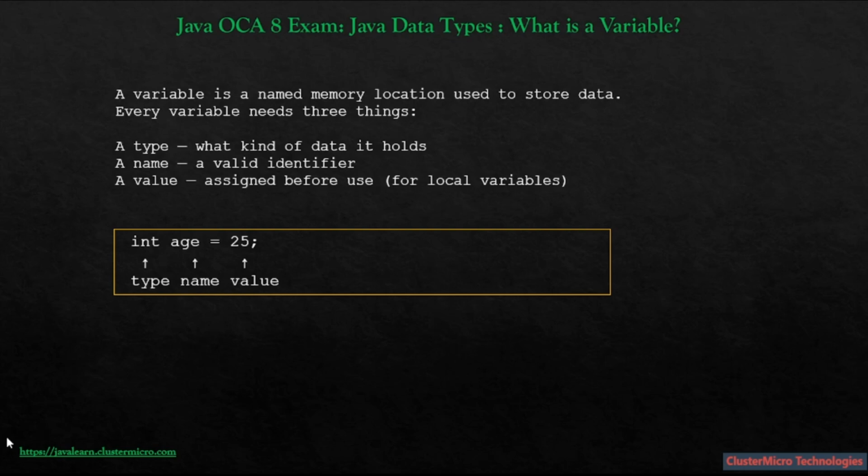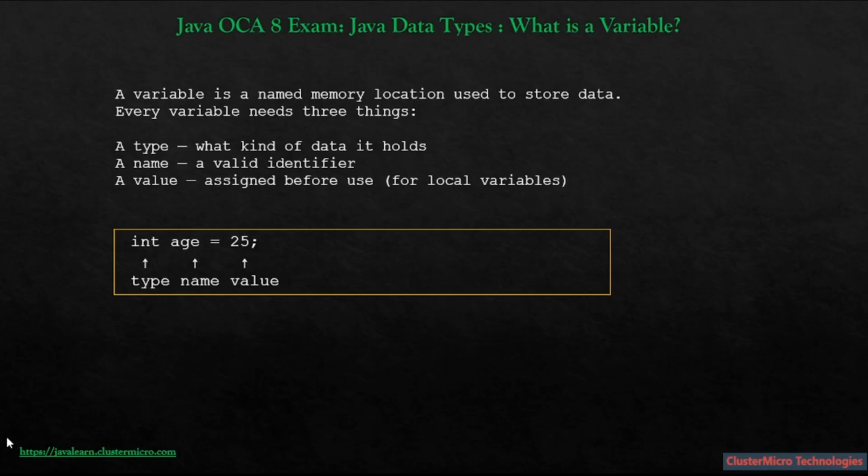Apart from that, see this example: int age = 25. In this case, int is the type, age is the name, and 25 is the value. A type is what kind of data the variable holds, so this particular variable holds an int. The name must be a valid identifier, and the value must be assigned before use for local variables. Obviously, for instance and static variables, as we discussed already, there are default values.